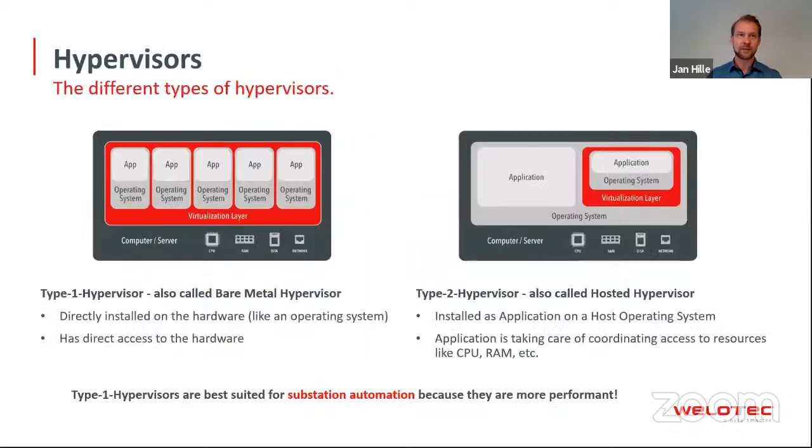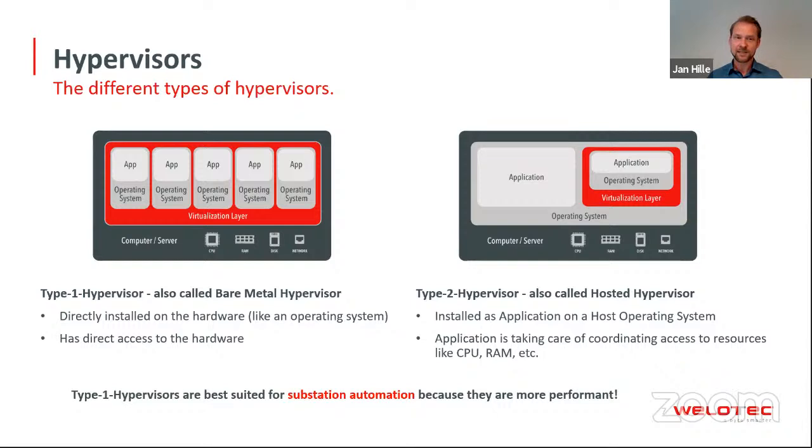Now let's have a look at the different types of hypervisors. We already saw we need a hypervisor to build these smaller virtual computer instances on top of the hardware. In fact, there are two main types of hypervisors: the type 1 hypervisor, also called the bare metal hypervisor, which you see on the left side, and the type 2 hypervisor, which is called the hosted hypervisor.